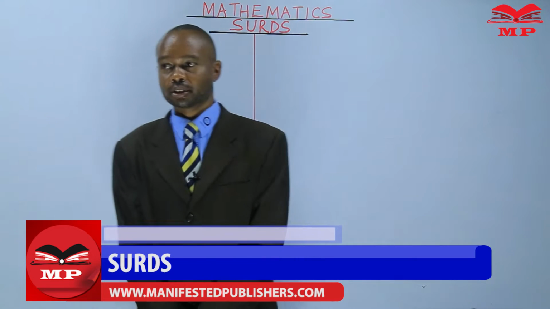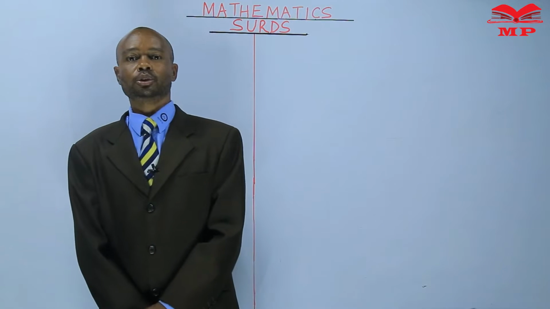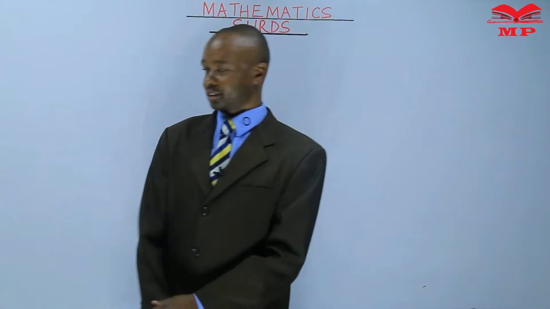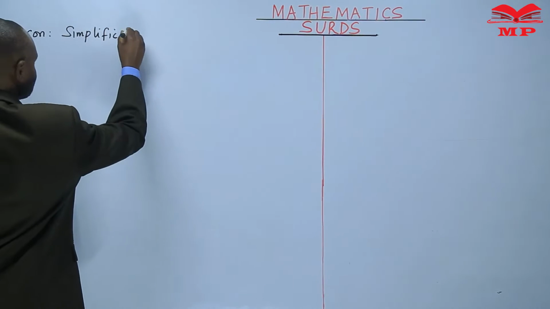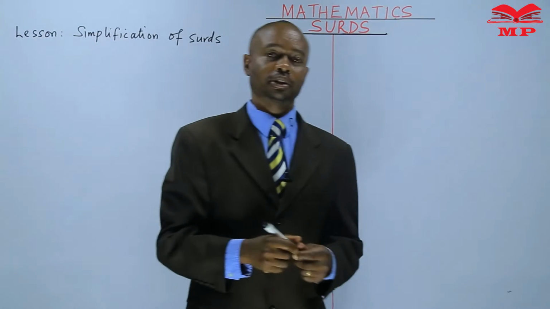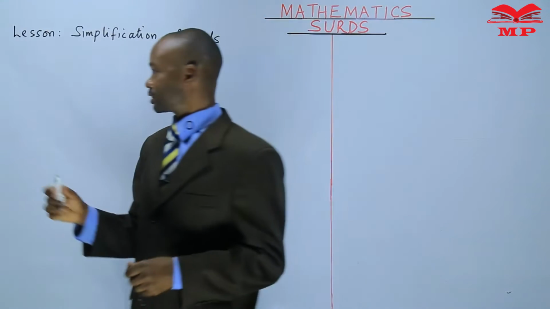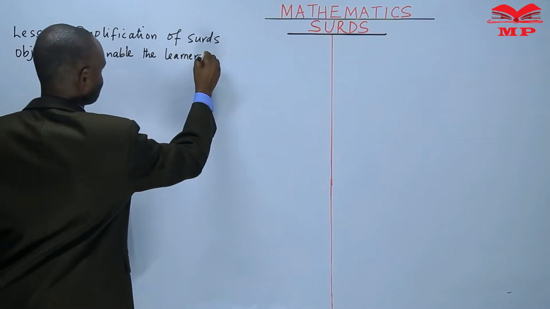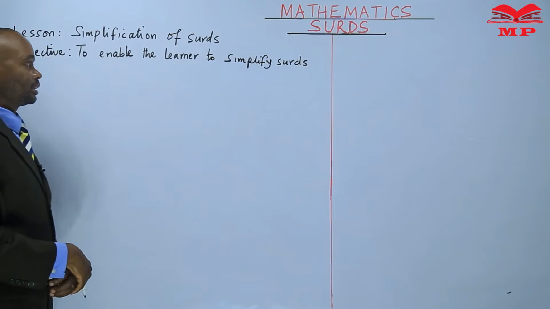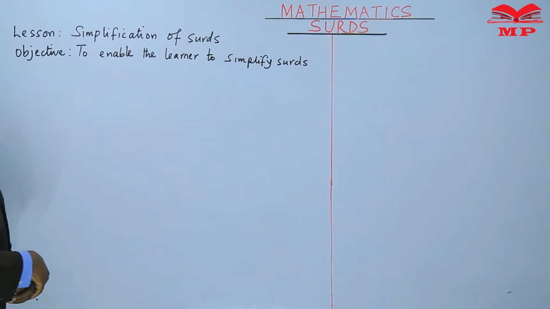We are going to proceed with our topic on surds. And today, having known about the surds, we are going to look at simplification of surds. So the lesson is simplification of surds. The main objective of the lesson is to enable the learner to simplify any given surds. So we do that by looking at examples.